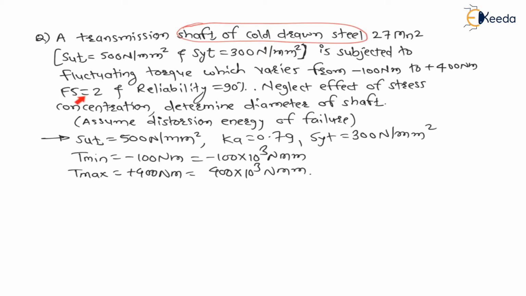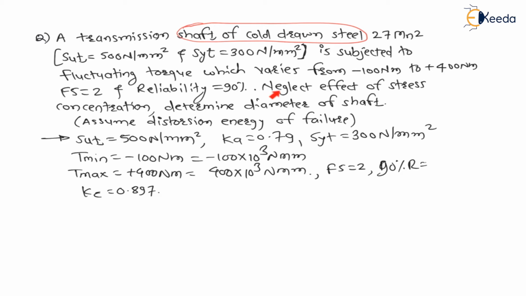Again, factor of safety is 2, reliability is 90%. Now here factor of safety is given 2 and reliability is given 90%. For 90% reliability, the reliability factor Kc is nothing but 0.897. This value again they will provide you in the examination.